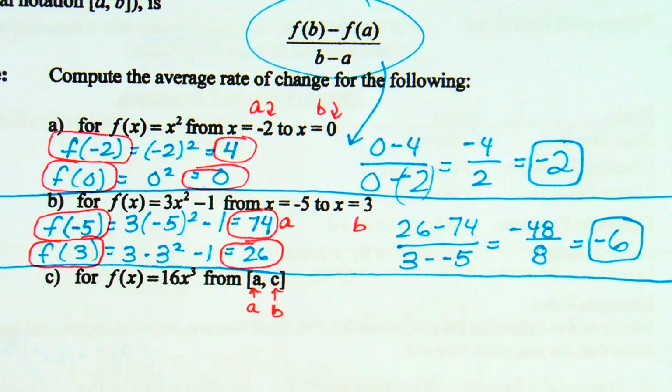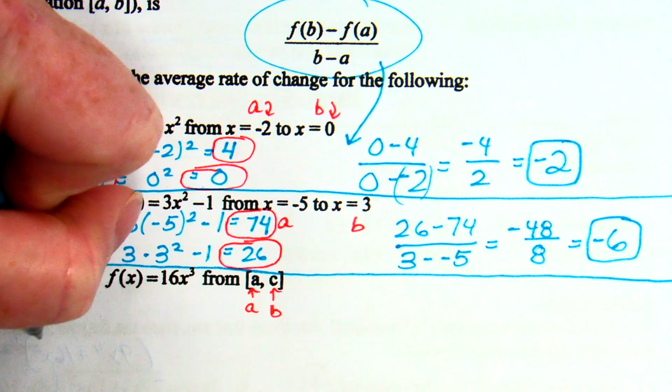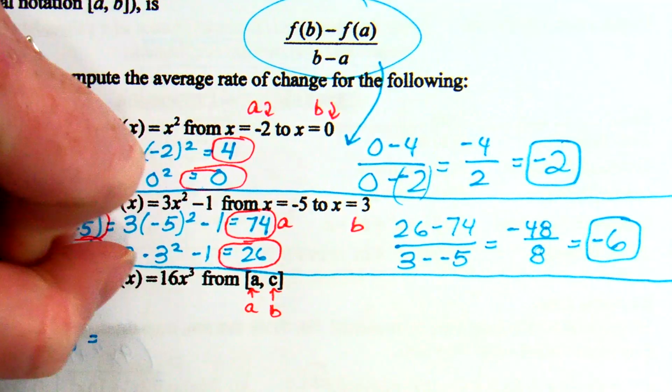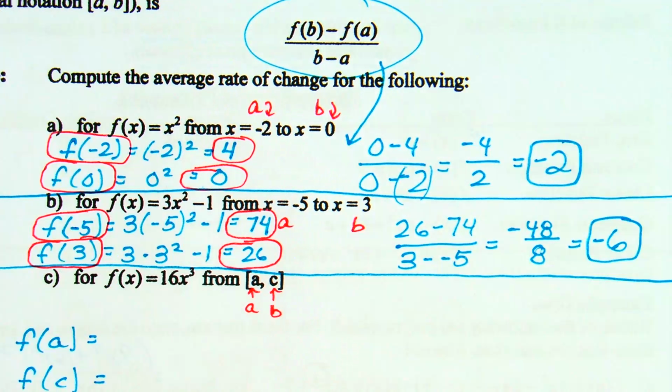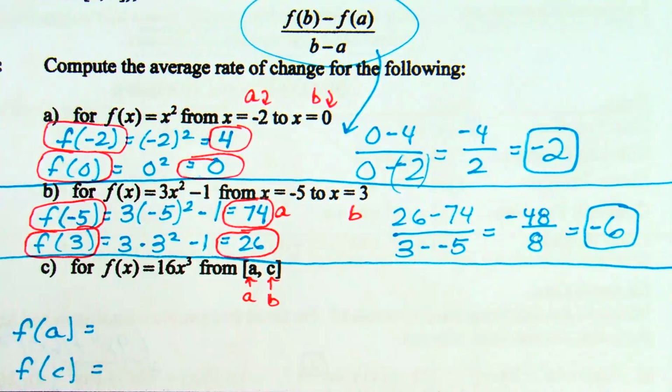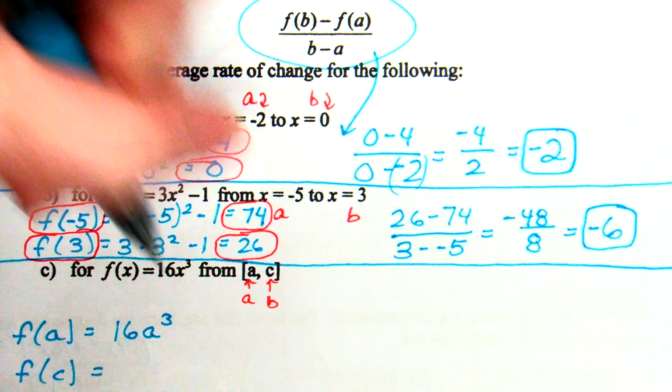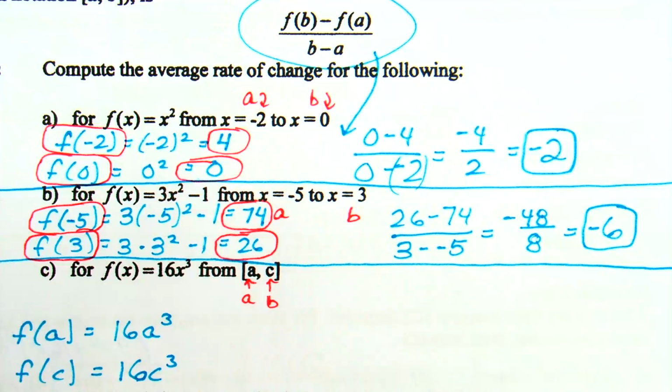So if we start off finding f of A and f of B, what I'm really going to be finding in this case is f of A and f of C. What is f of A? 16a cubed. What is f of C? 16 times c cubed, or in other words, 16c cubed. Okay, there's not any cleanup you can do on that part. That's just every place we saw an x, we replace it with a and then c.